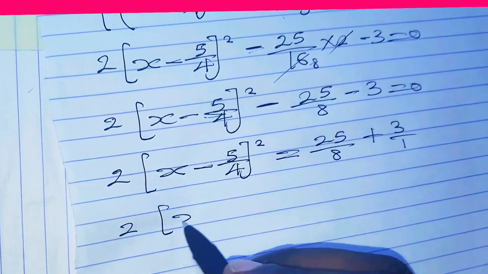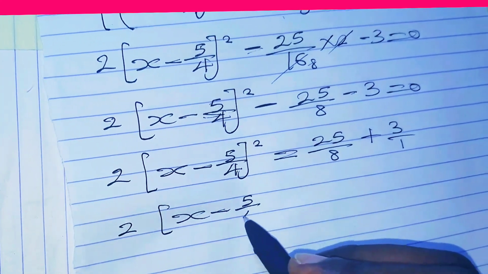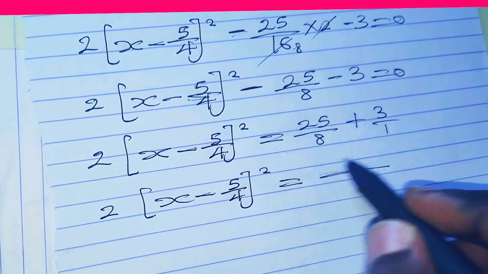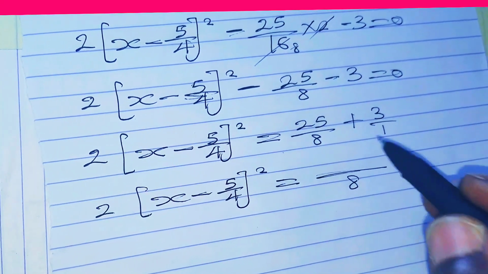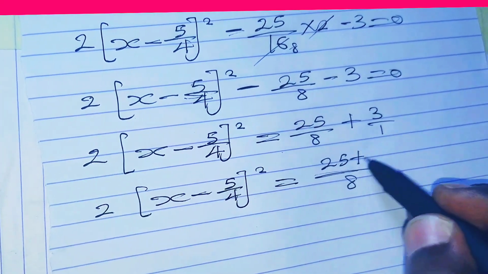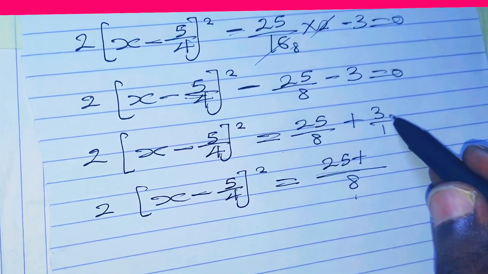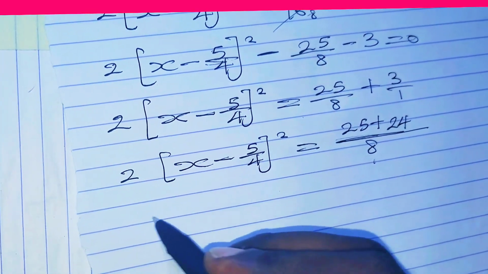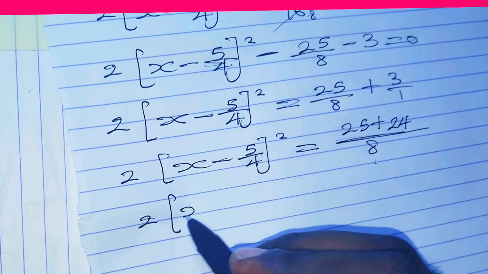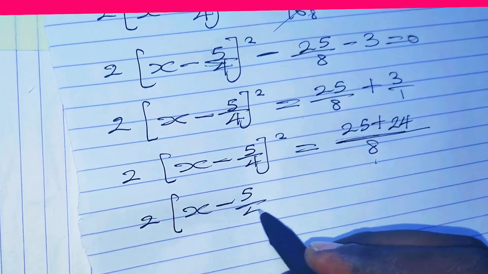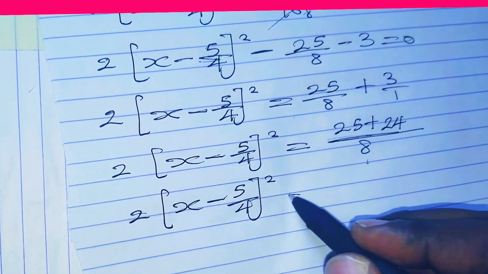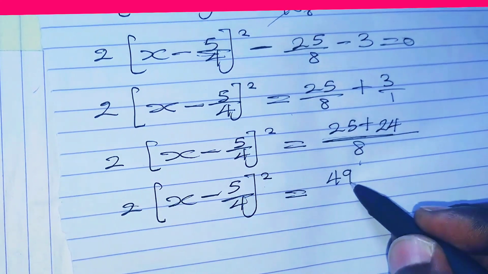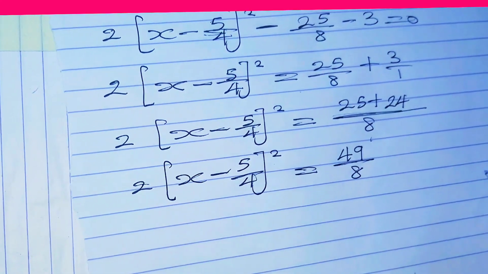So this is 2 in the bracket x minus 5 over 4 squared equal to, of course, we harmonize the denominators, that is 8. So we have 25 plus 1 times 8, 8 times 3, that's 24. And then you have 2 in the bracket x minus 5 over 4 squared equal to 25 plus 24, you get 49 over 8.